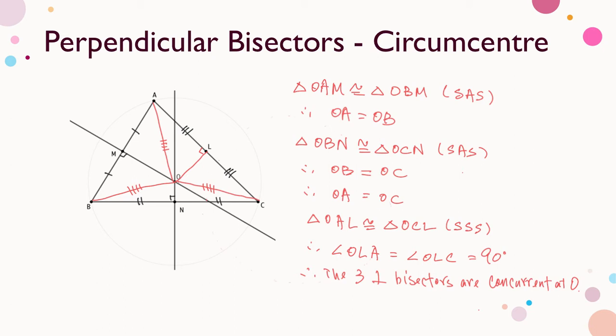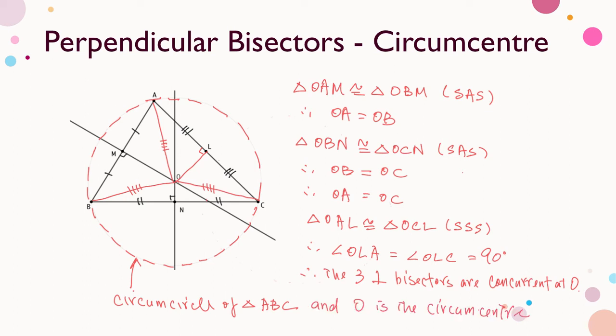It is easy to answer the second question, why the point of intersection gives the center of the circle passing through the three vertices. Due to the congruent triangles, we see that OA equals OB and OB equals OC. So take O as the center and OA as the radius. The circle passes through B and C as well. Therefore, the circle drawn is the circumcircle of triangle ABC and O is the circumcentre.